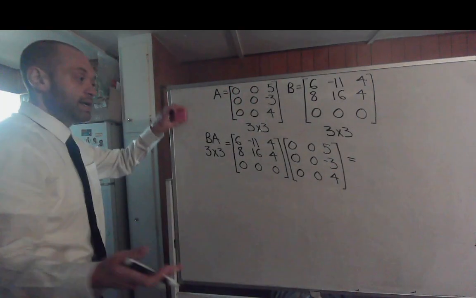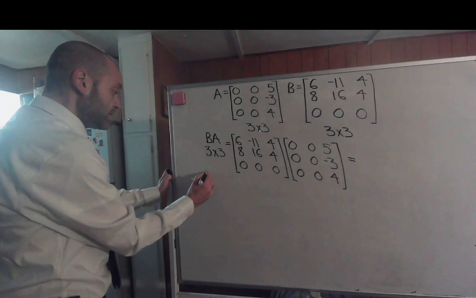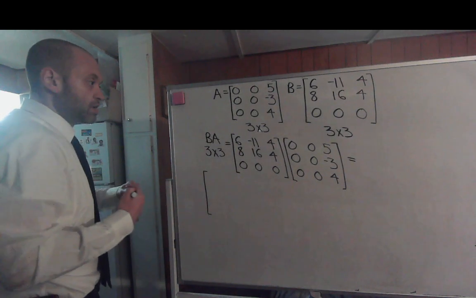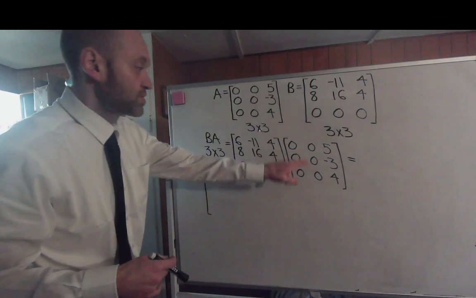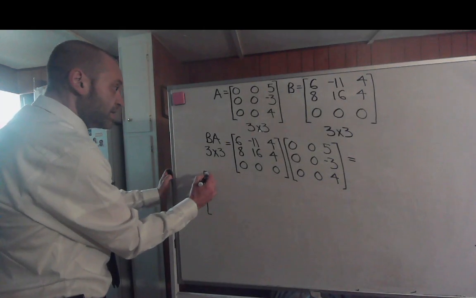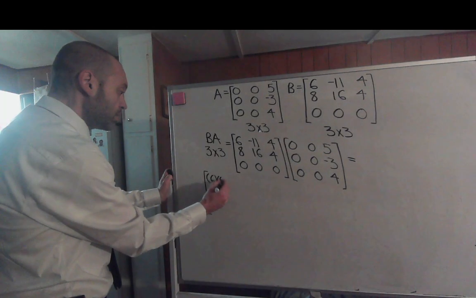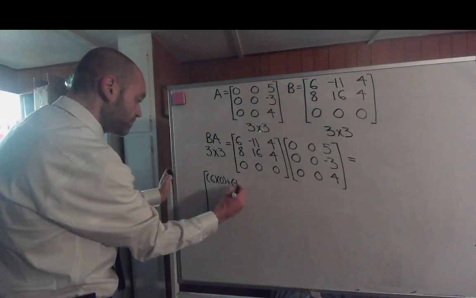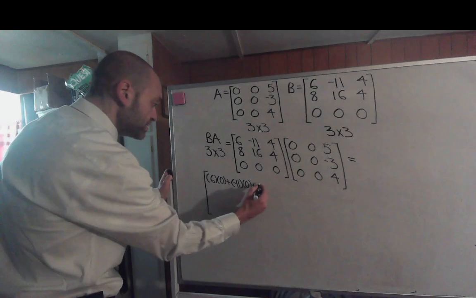Let's go ahead and do B times A. So to find the first number, we're going to take the whole first row of the first matrix times the first column of the second matrix. So that's going to end up giving us 6 times 0 plus negative 11 times 0 plus 4 times 0.